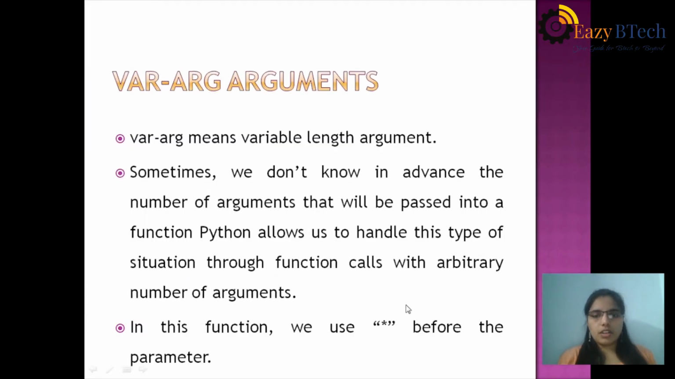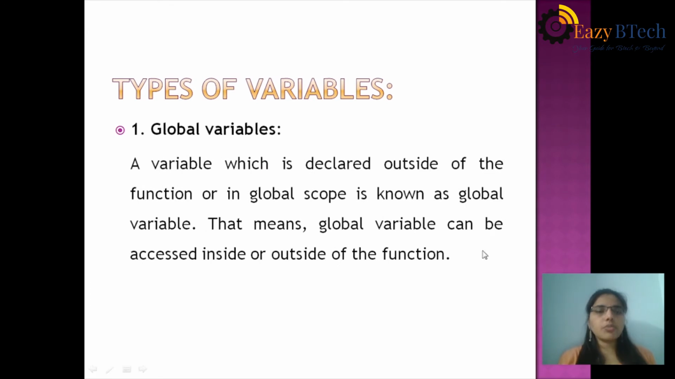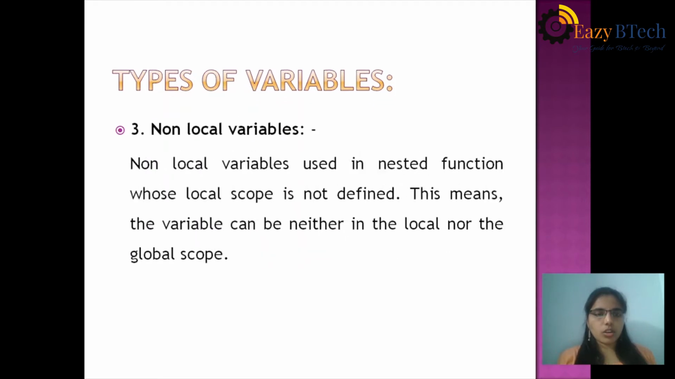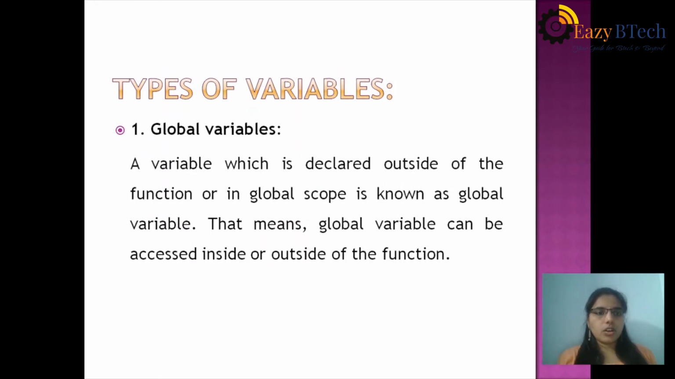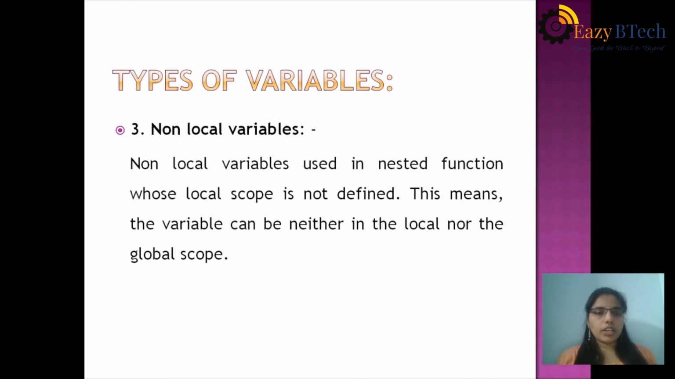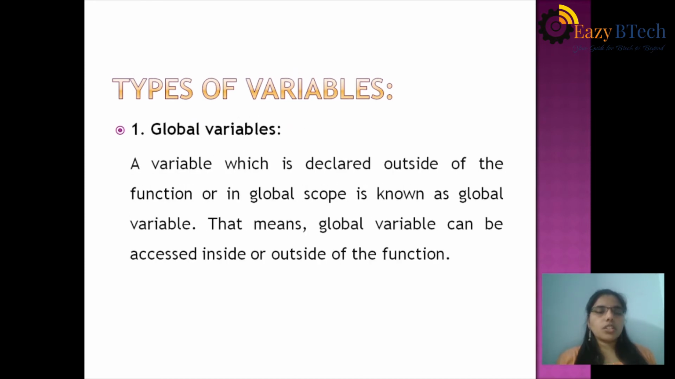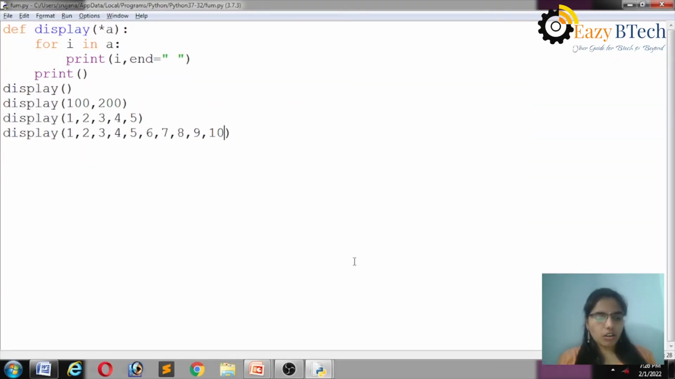Next one, types of variables. How many types of variables are there? There are 3 types of variables: global variable, local variable, and non-local variable. What is a global variable? A variable which is declared outside the function, or in global scope, is known as a global variable. That means a global variable can be accessed inside or outside the function.